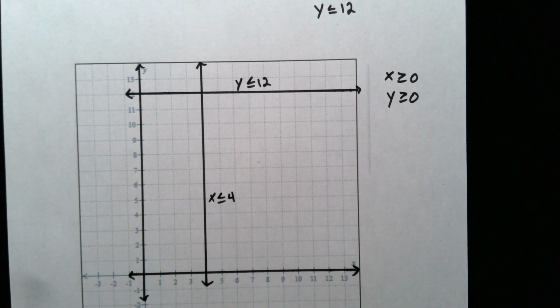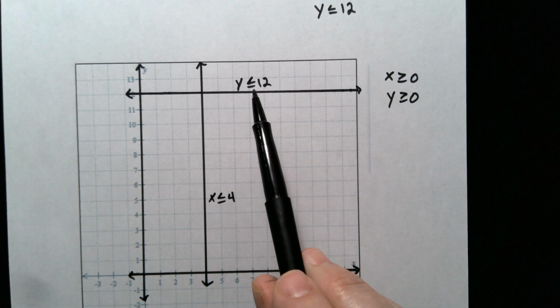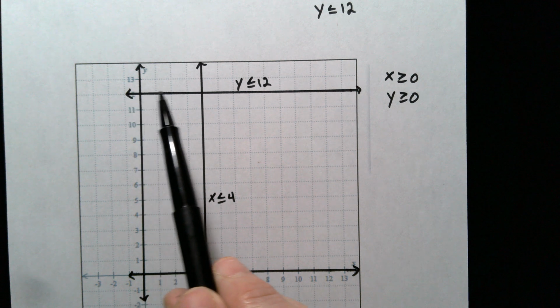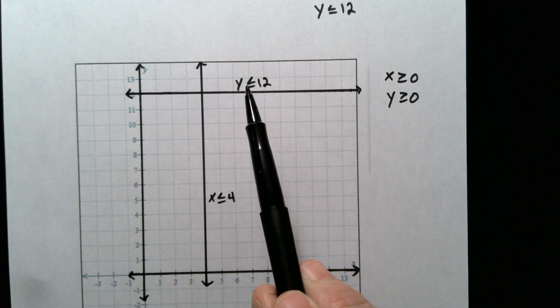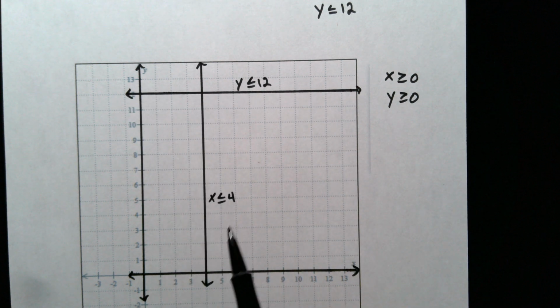Okay, here's those graphs. So this is the Y. On the Y-axis, I went to 12 and did a horizontal line. So it's less than this line, so I would be shading under. And then at 4 on the X-axis, I made a vertical line, and it's less than this number, so it would be to the left. Okay, I've got one more line to do.